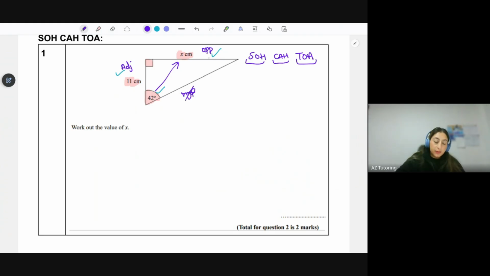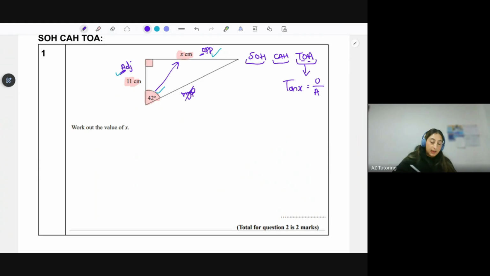We need to find out which of these trig functions has an A and an O in it together. A and O is tan. So tan of x equals opposite divided by adjacent. We have O and A here, therefore we're going to be using the tan function. Always look at which one has the two letters that you need, and from there you can determine whether it's sine, cos, or tan. So we're going to be using tan, and we're going to sub everything in.